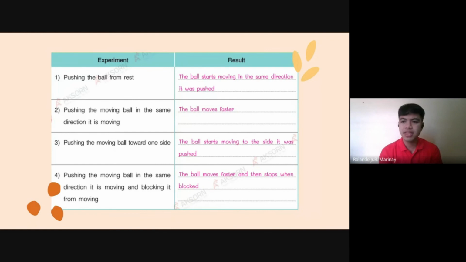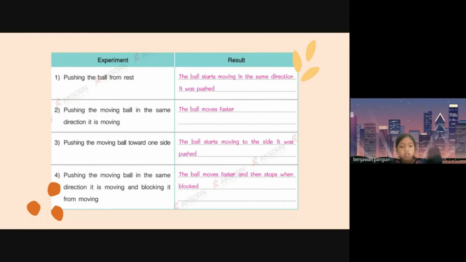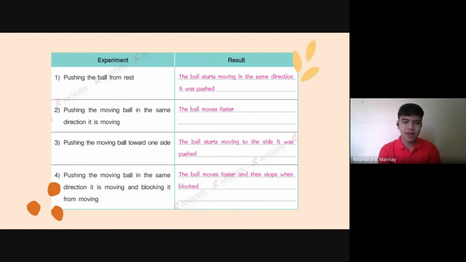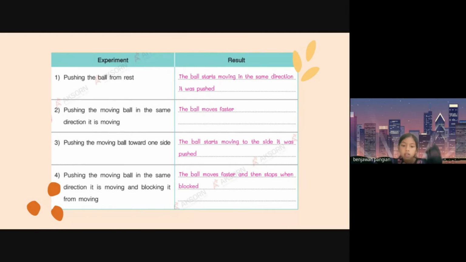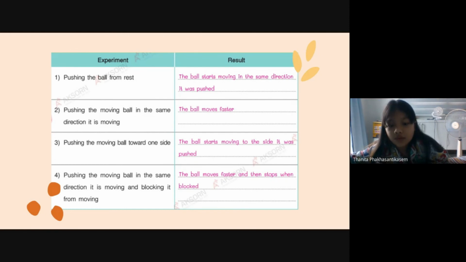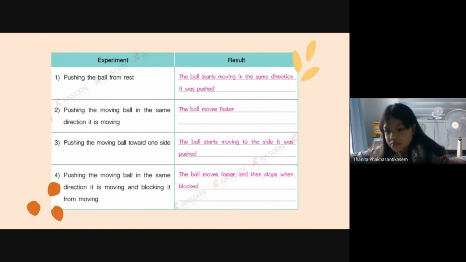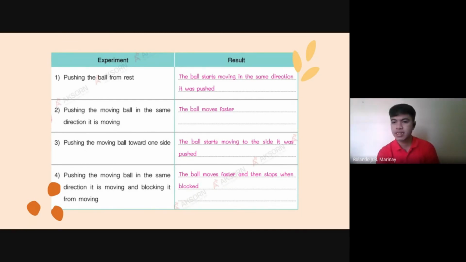When you're finished, please raise your hand or press the raise hand button. Okay, let's wait for the others. Is everybody finished? I think so.